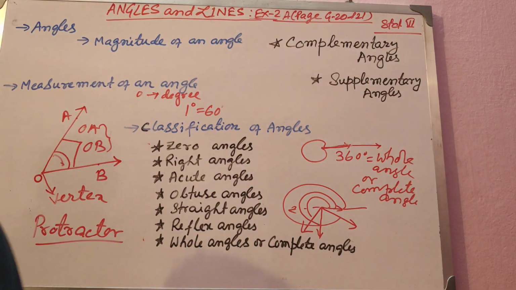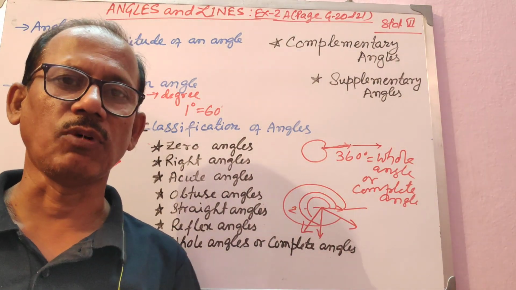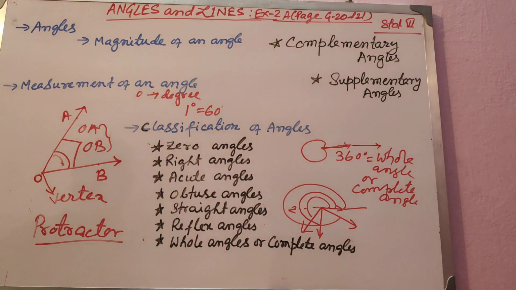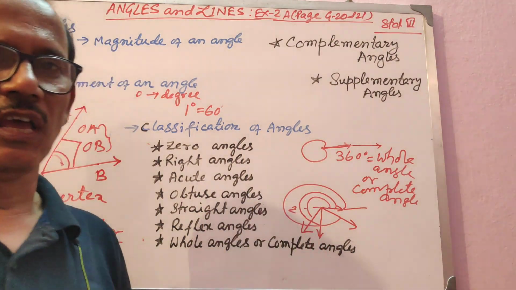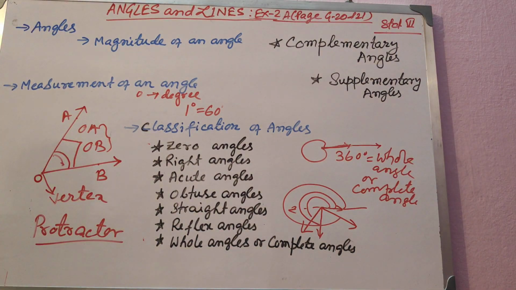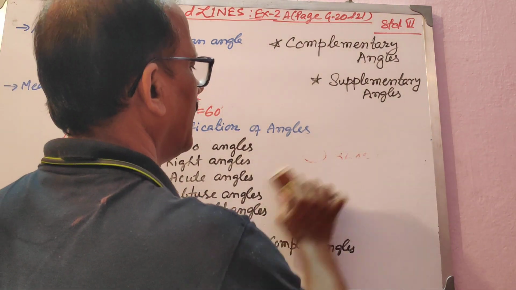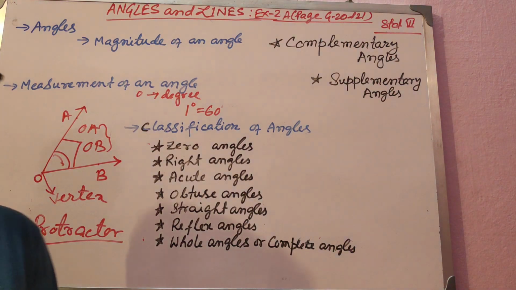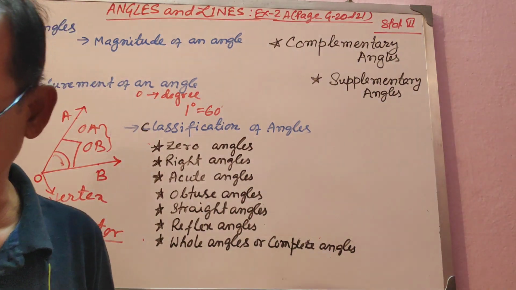So when an angle's magnitude is more than 180 degrees and less than 360 degrees, that will be called a reflex angle. And the whole angle, I said to you, a complete rotation gives a measurement of 360 degrees, which is called the whole angle. You have learned about the classifications of angles right now. I think the concept is clearer than your previous knowledge, because you have got the demonstration also.